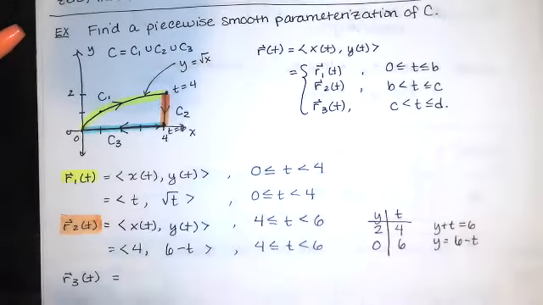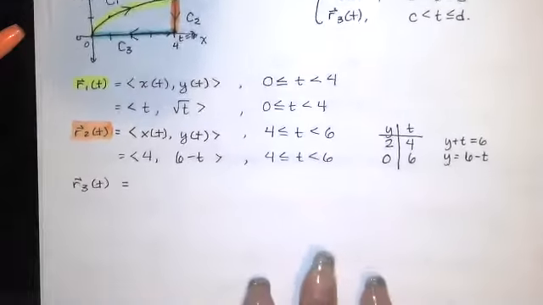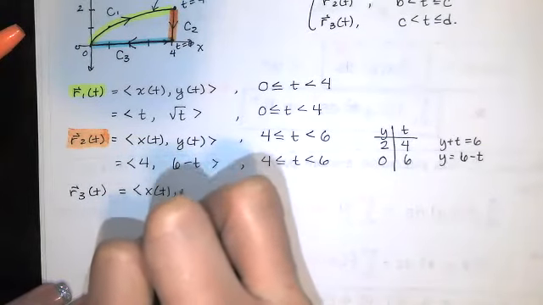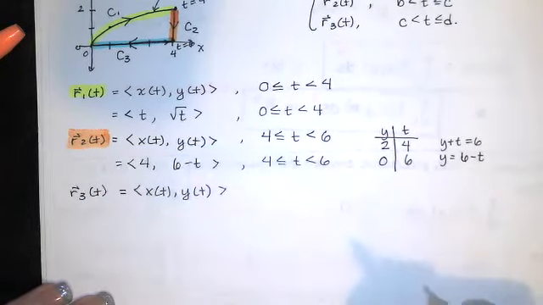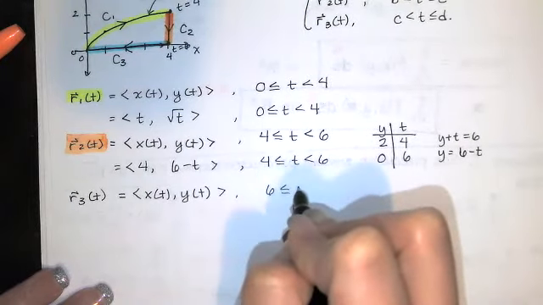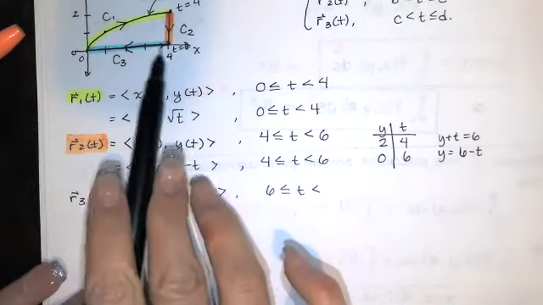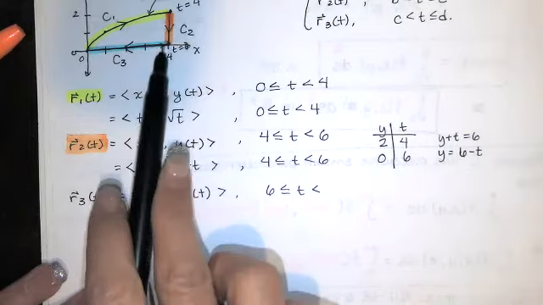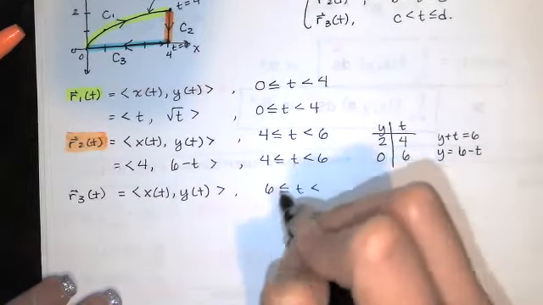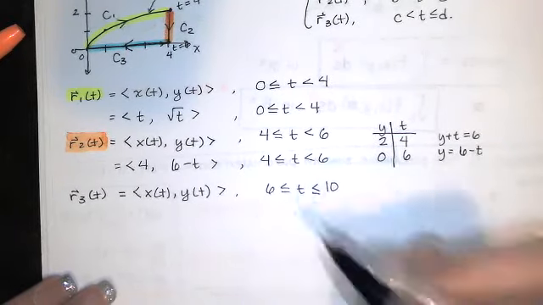The parameterization for that third part of C, which I'm calling C sub 3. Since we're in the plane, r sub 3 has components x of t and y of t. And again, I'd like to pick up where I left off. t starts at 6. And x goes from 4 back to 0. So we move 4 units in this direction. So let's let t increase by 4. Let's let t go from 6 to 10. And because this is the last piece, let's make it less than or equal to 10.